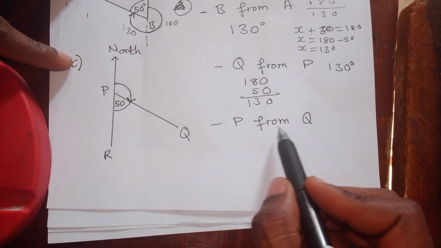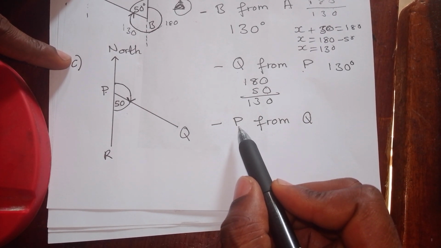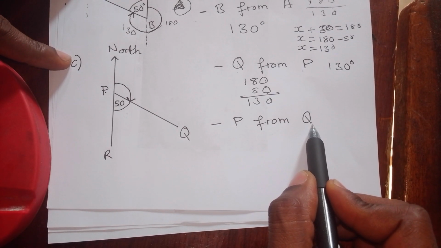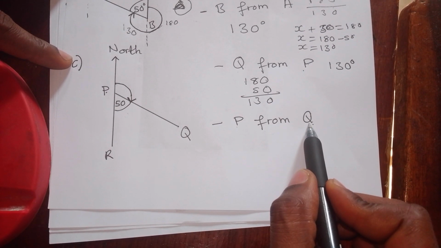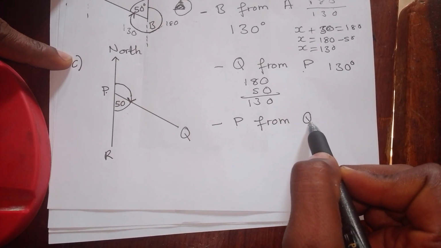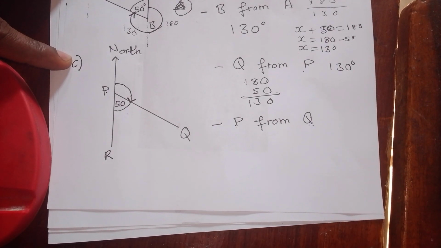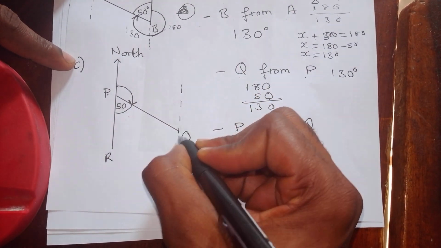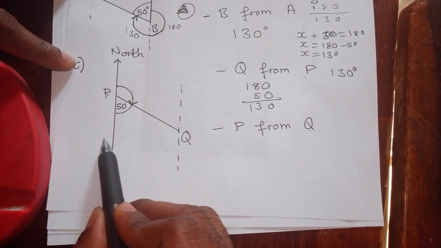And then on the second part, we have the bearing of P from Q. So in this case, you go to Q. Remember, Q to P. So you go to Q, and then you draw a north line like this. This north line will be parallel to this.